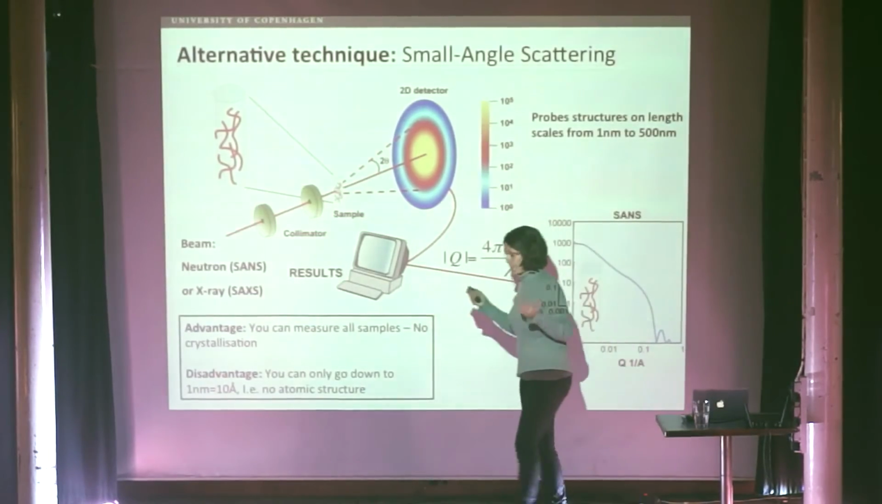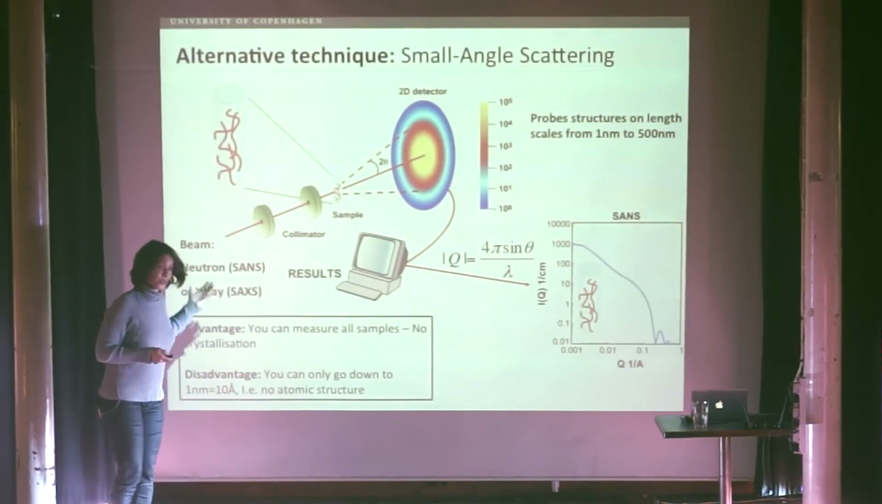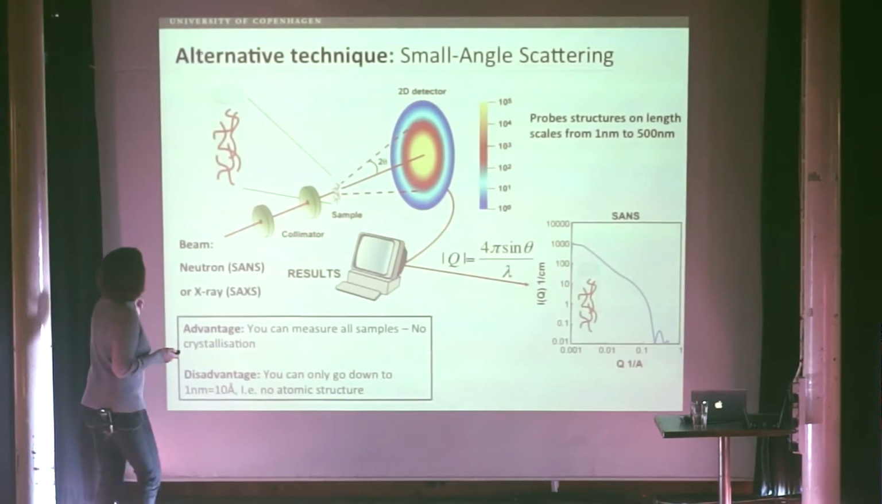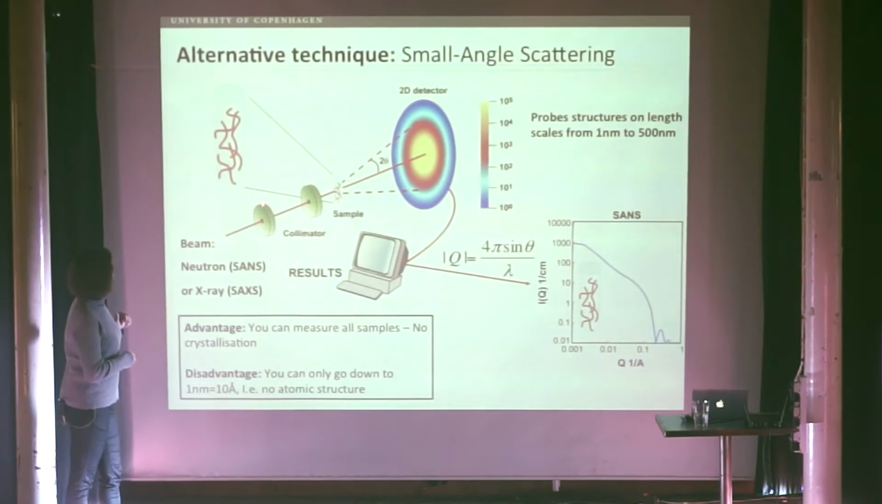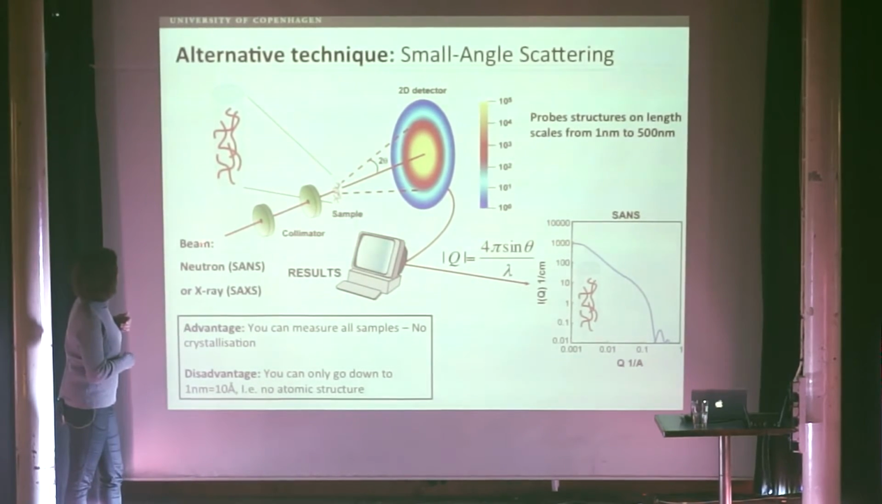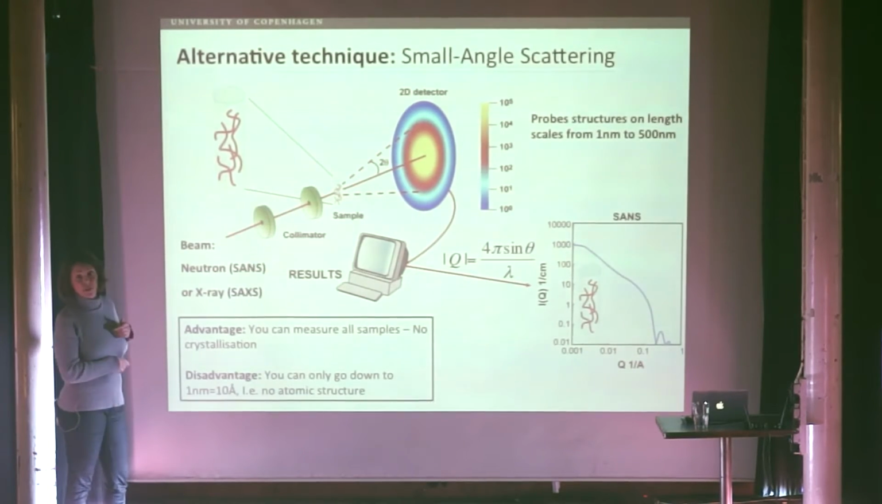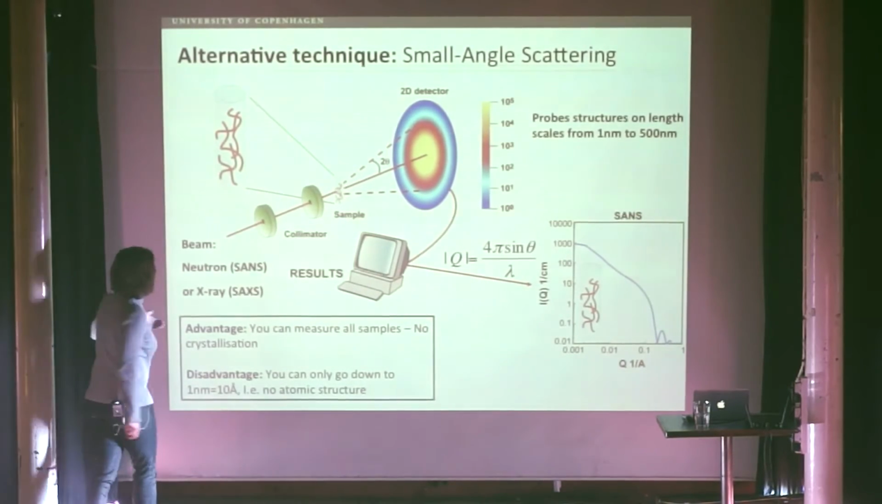And alternative techniques, there are several alternative techniques. My technique here, which I of course favor because I think it's the coolest technique, but there are many techniques, and this is called small-angle scattering. And like in crystallography, you take a beam, this can be a neutron beam, and then the technique is called small-angle neutron scattering, which is abbreviated SANS, or it can be an X-ray beam, and then it's called small-angle X-ray scattering, SAXS.